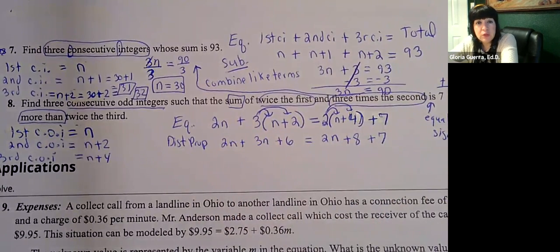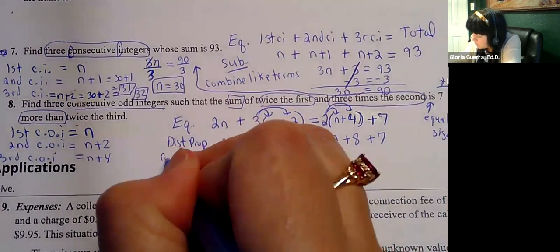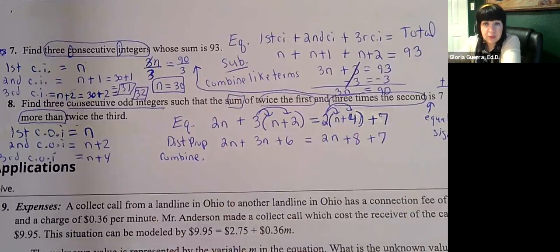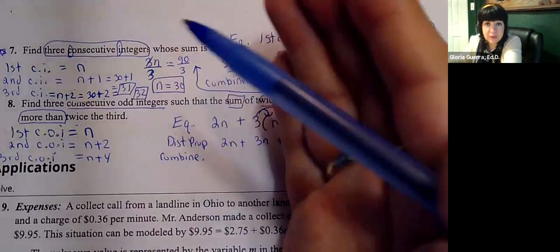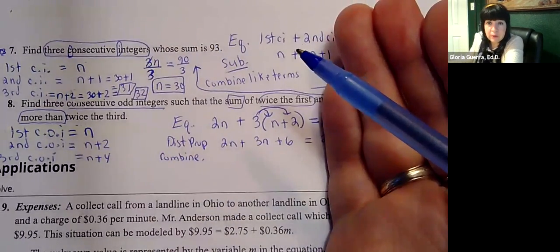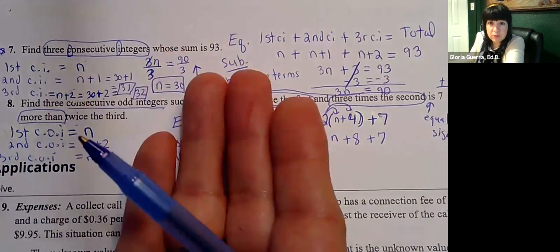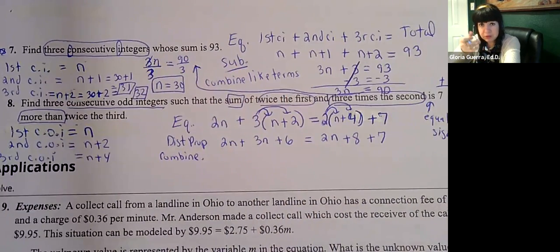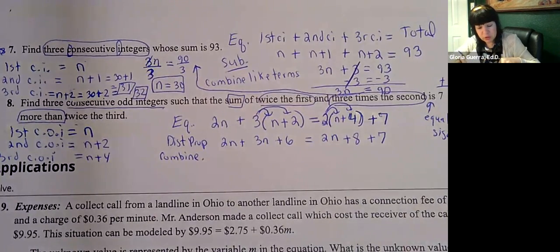So then next thing you want to do is combine your like terms on the left side and combine your like terms on the right side. If you want to pause the video now, you can pause it and start solving for n. Then when you turn it back on, we can double check our answer for that.